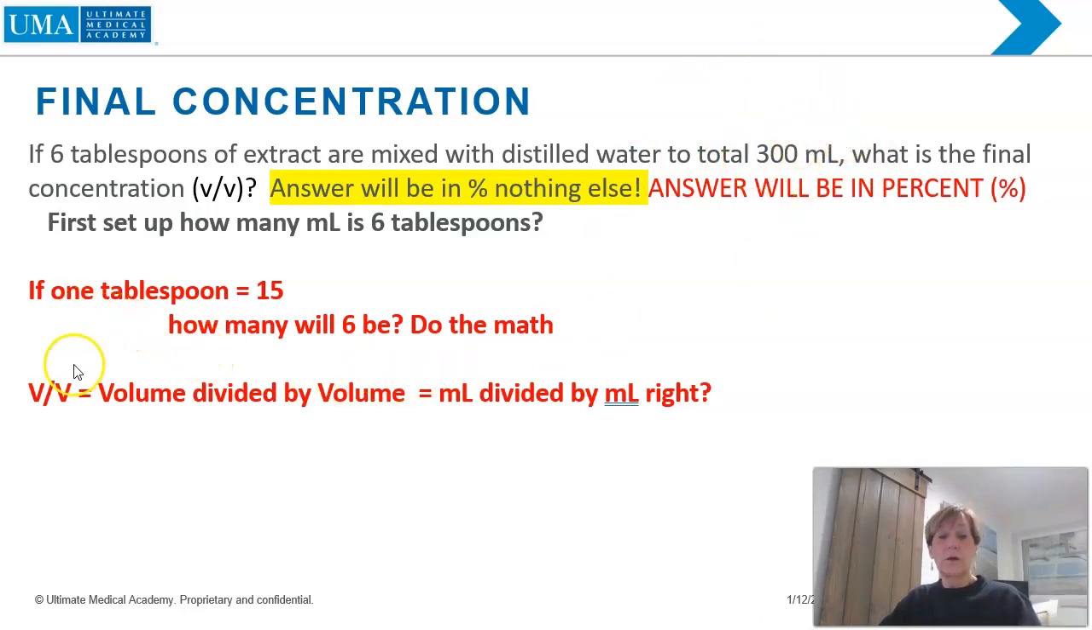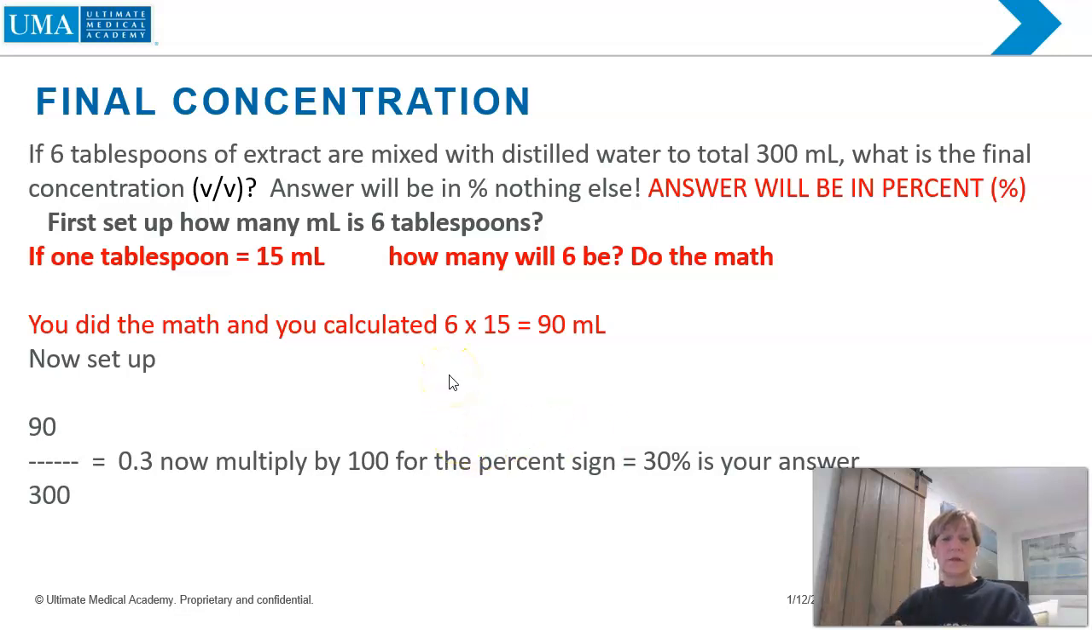So we have our V divided by V, multiplied by 100. We have 90 divided by 300, which gives us 0.3, but remember we have to add the percent sign, times 100, so we get 30%. That is our answer. That's how simple some of these questions are. It's not as hard as you think. Once you get in the groove of doing these and seeing the key points that tell you to divide, all you have to do is multiply by 100 for the percent sign. All right, you with me?